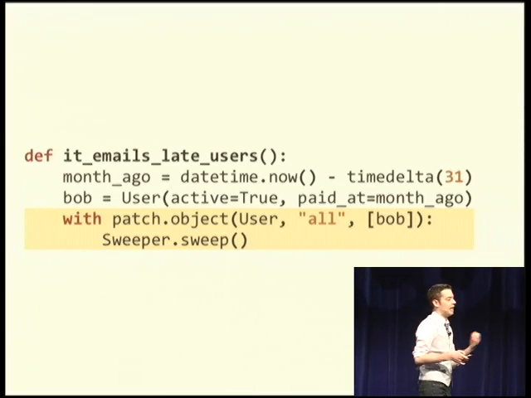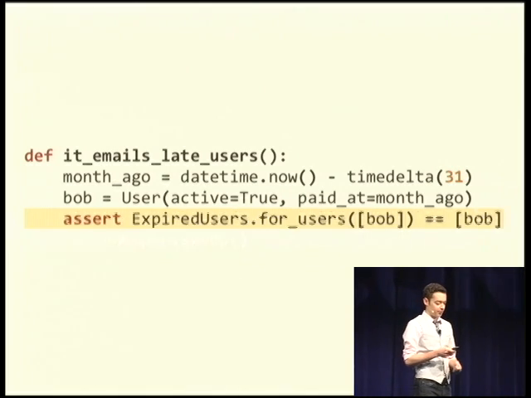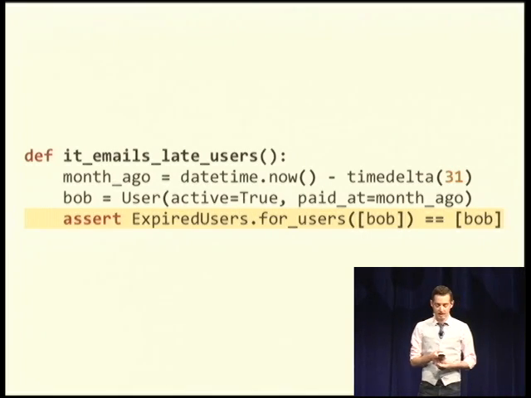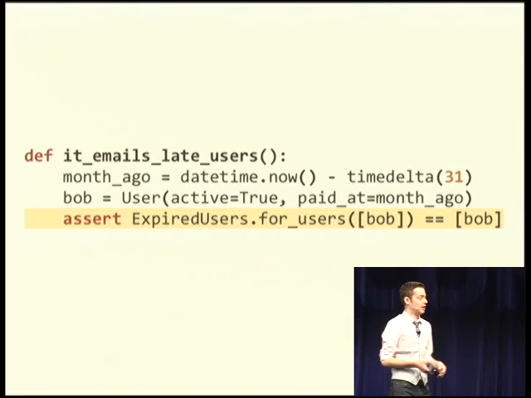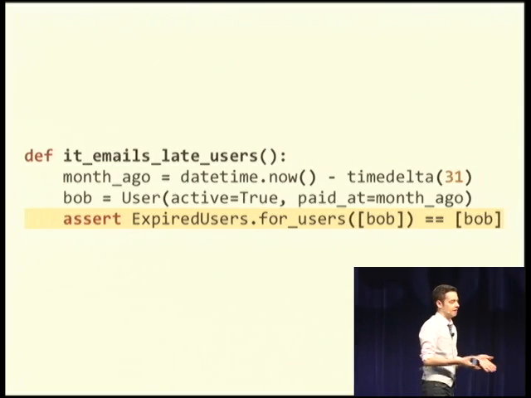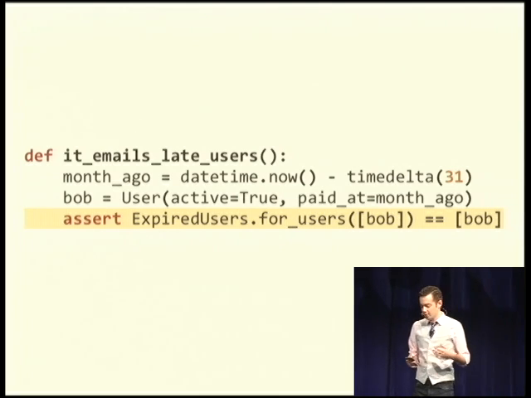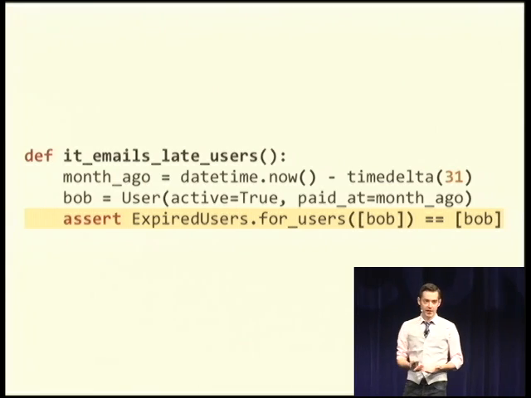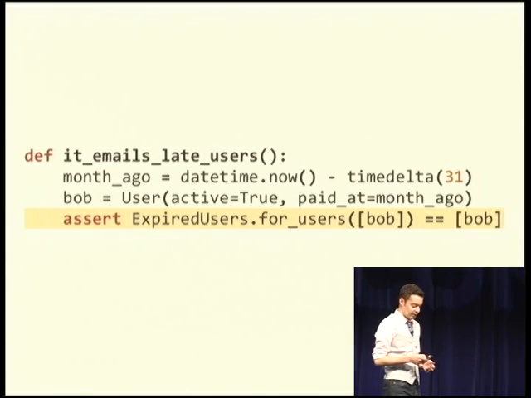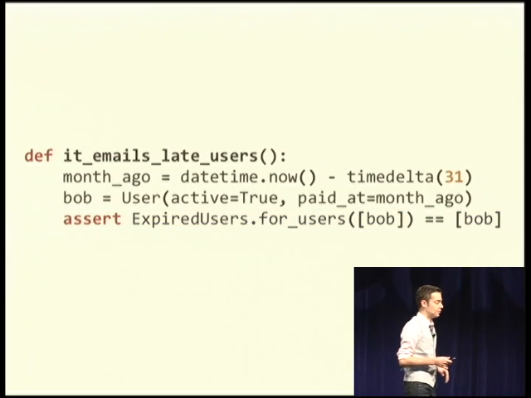So instead of patching user.all and then running the sweeper, I'm going to change the name of the class and say, this is now just an expired users class. I pass Bob in, the array of Bob. I should get the array of Bob out because Bob is, in fact, expired. And I would write a second test that says if I pass someone who is not expired in, I don't get them out. So I've replaced the sweeper with a simple filter class. That's all it does. And we're going to get back to how we integrate the sweeper later.